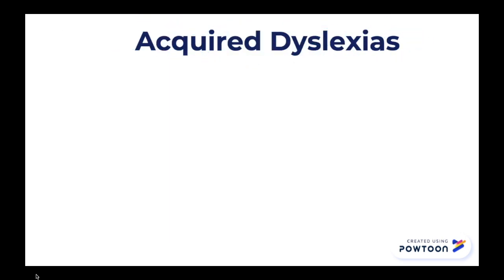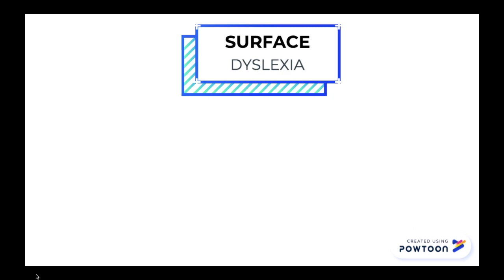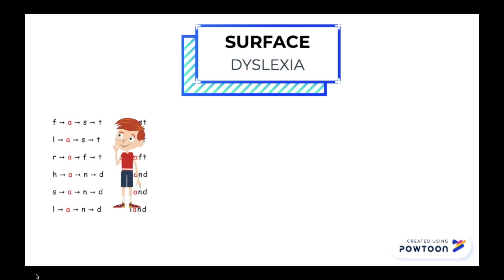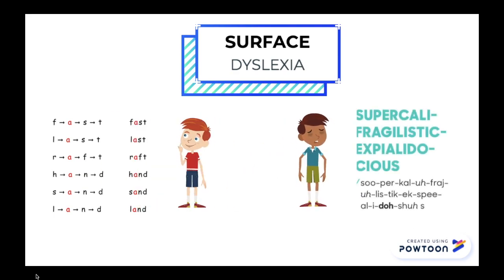Now, acquired dyslexia also has subgroups within itself, and we will be discussing three of them: surface, phonological, and direct dyslexia. Surface dyslexia is a reading disorder in which a person can read words phonetically but has difficulty reading irregularly spelled words. That is because they can't recognize whole words, they actually have to sound them out. So people with this disorder will make mistakes because of the visual appearance of the words and because they try to follow regular pronunciation rules rather than the meaning.